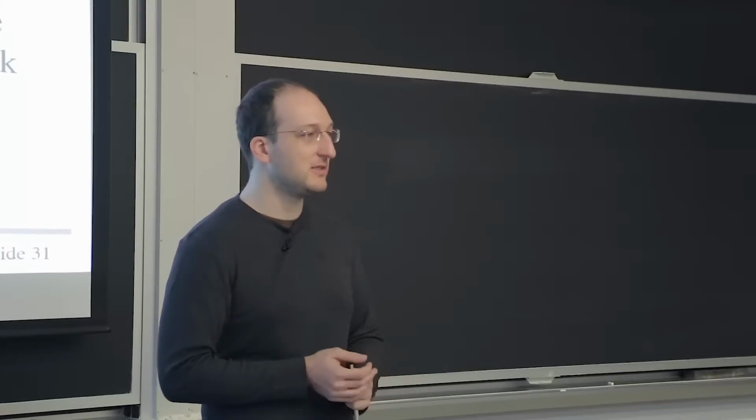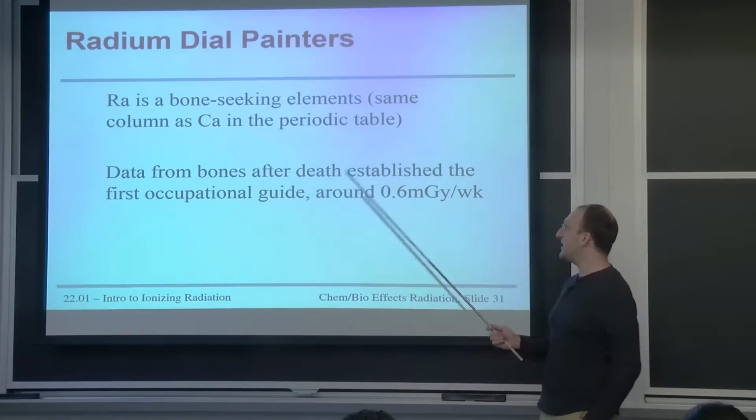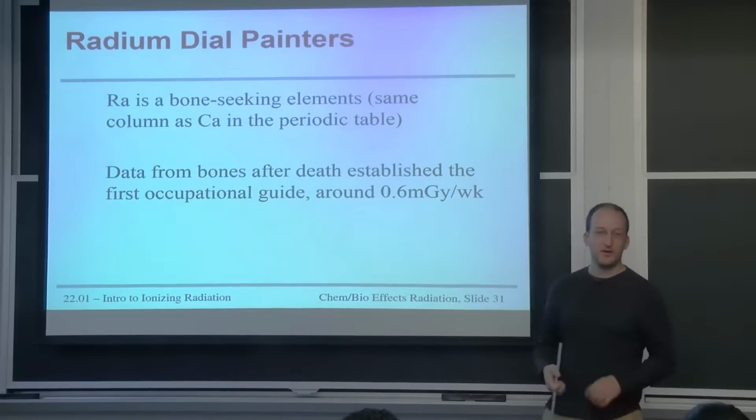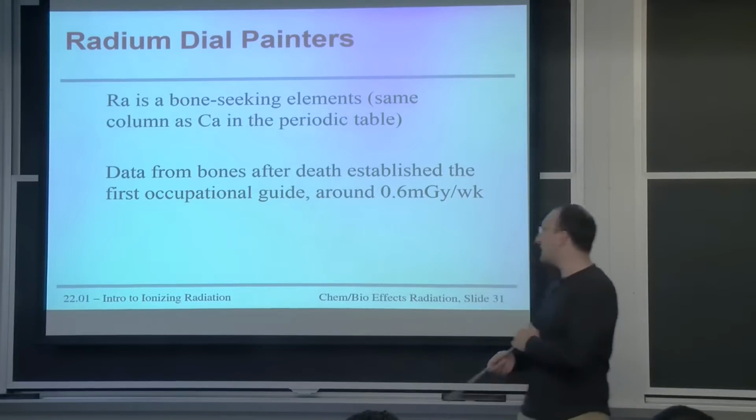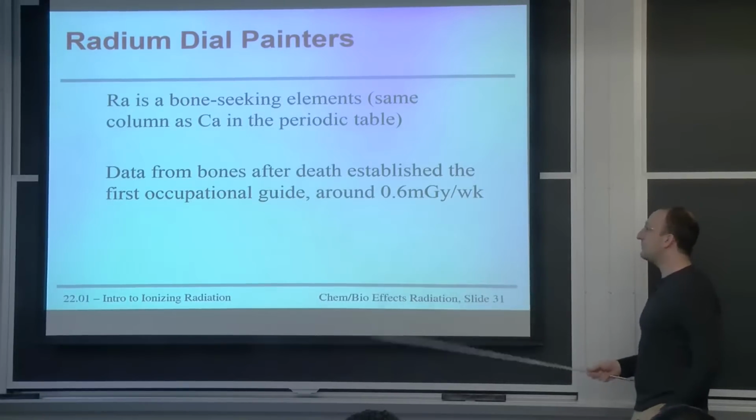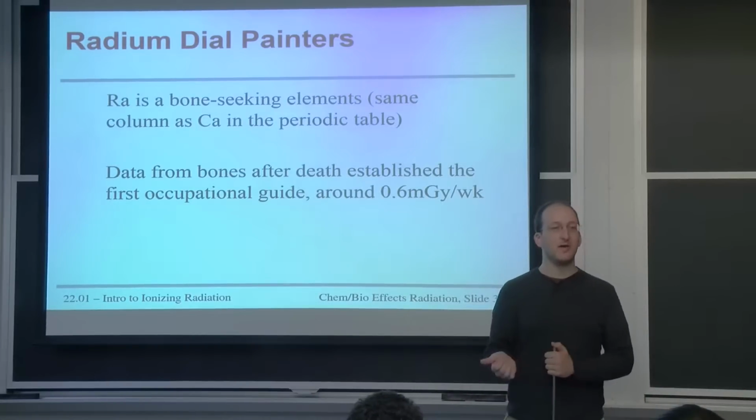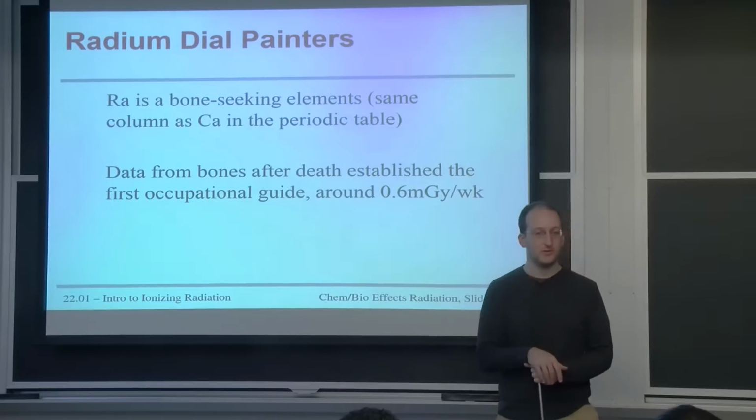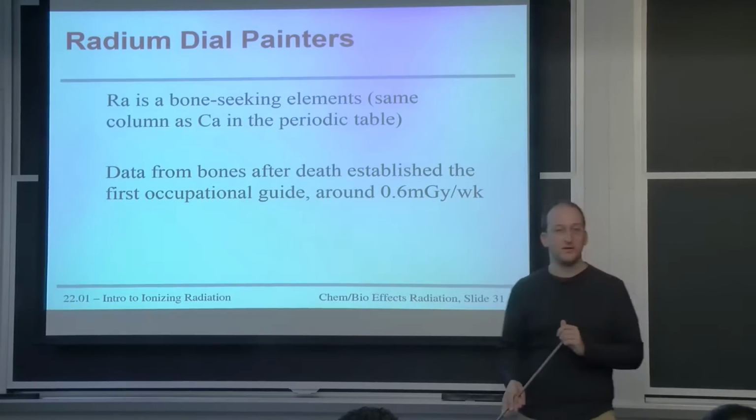There were a lot of incidents of illness and cancer from folks painting radium watch dials. And then the first data from bones after death, because there were a lot of those, established how much radium you were allowed to get exposed to. This came out to about 0.6 milligray per week. Anyone have any idea what that would be in millisieverts per week? With a quality factor of 20 and a bone marrow factor of about 0.12. Yeah, on the order of singles of millisieverts per week.